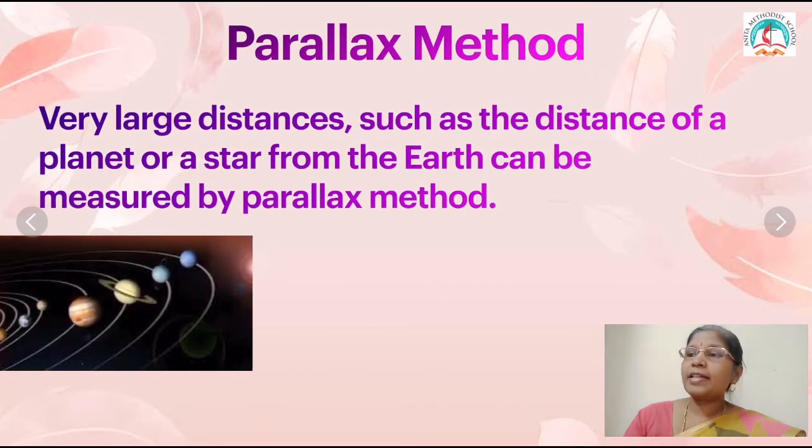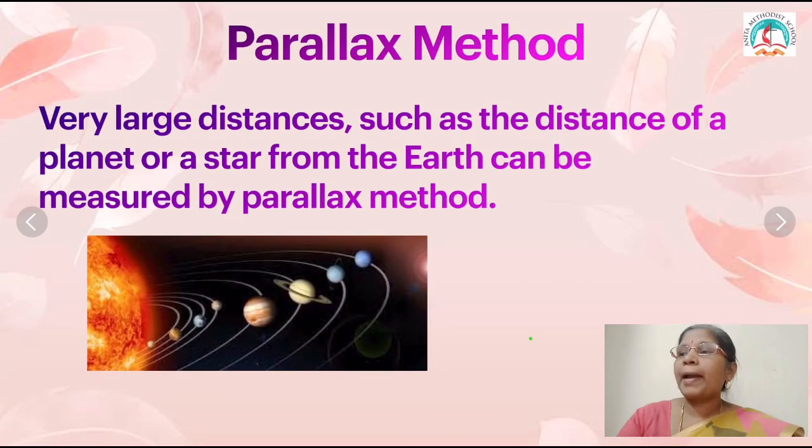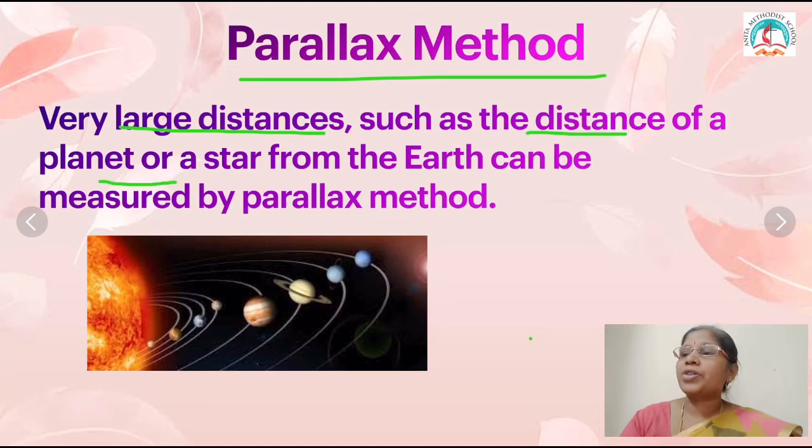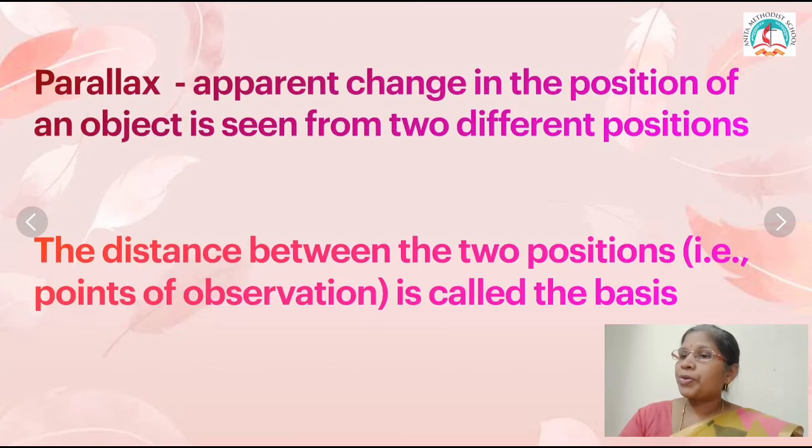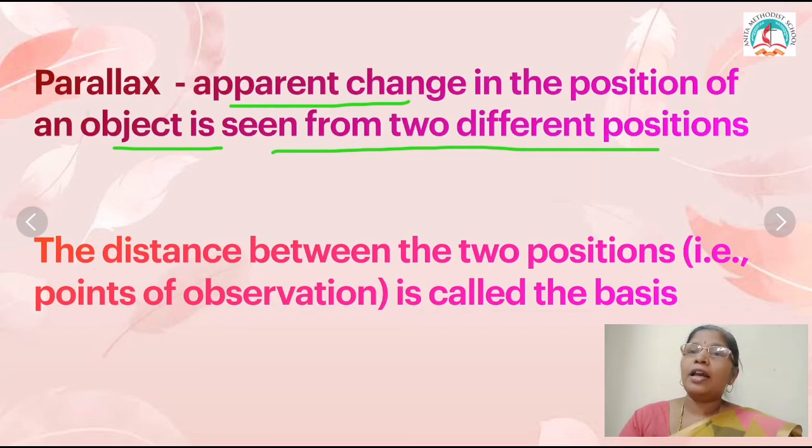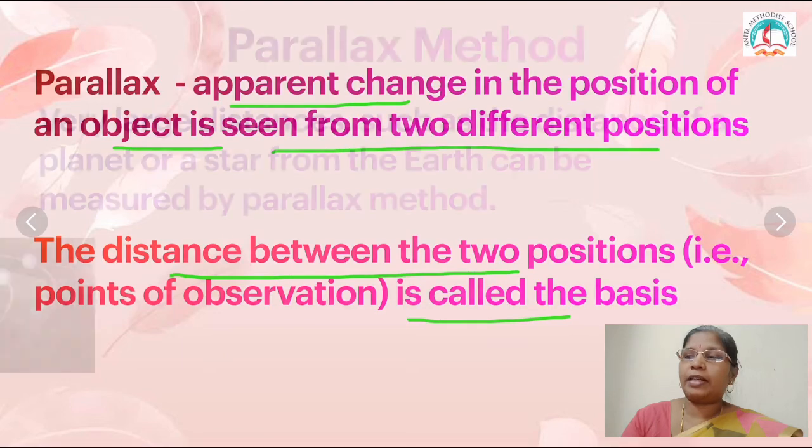Then the next one is the parallax method. What is meant by the parallax method? It is used for very large distances, such as the distance of a planet or star from Earth. That is measured with the help of the parallax method. Parallax is the apparent change in the position of an object seen from two different positions. The distance between the two positions is called the base. That is the base I am taking.